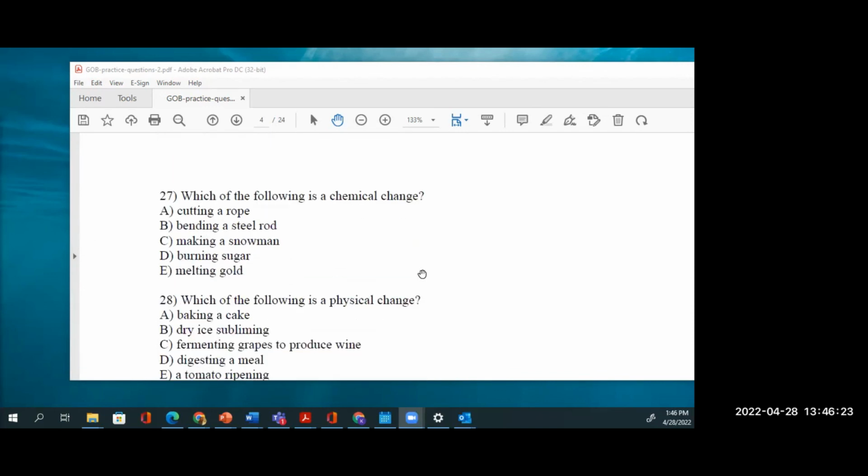Which of the following is a chemical change? A, cutting a rope. B, bending a steel rod. C, making a snowman. D, burning sugar. E, melting gold. Did you guys say D or B? D as in donkey? Okay, good. Correct answer is D.